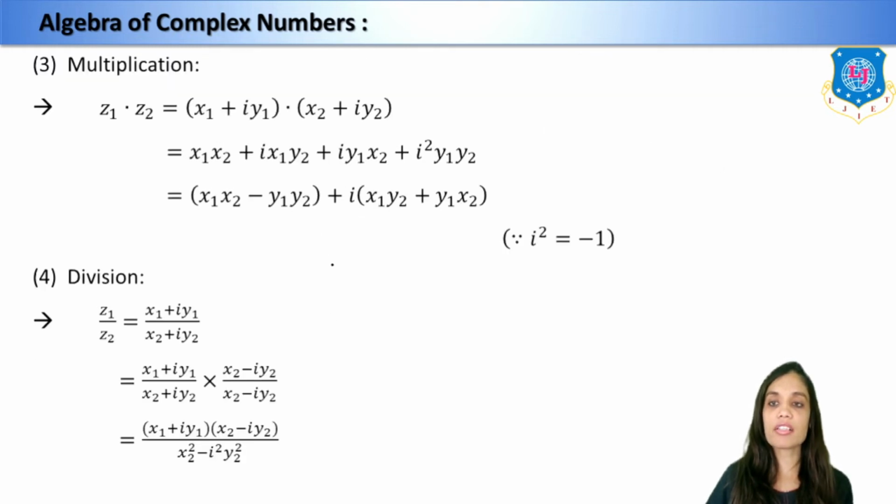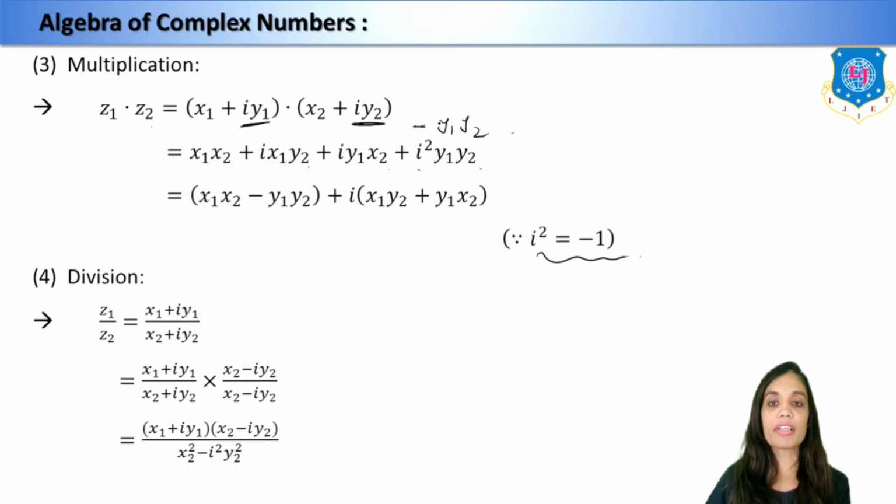Now next, let us study multiplication of two complex numbers. So z1 into z2 will be what? x1 plus i y1 into x2 plus i y2. Open the bracket, so it will be x1 x2 plus i x1 y2 plus i y1 x2 plus, if I multiply this, it will be i square times y1 y2. But we know that i square is equal to minus 1. So this will become minus y1 y2.